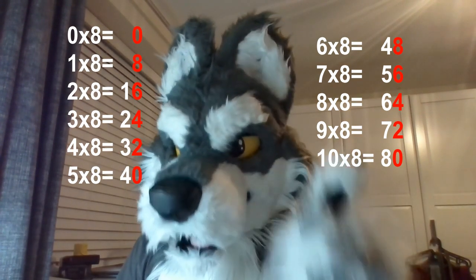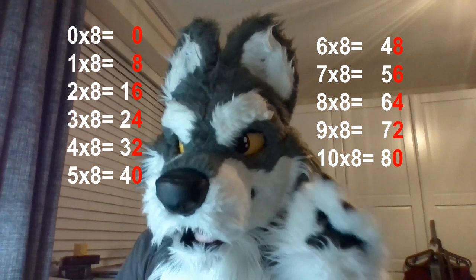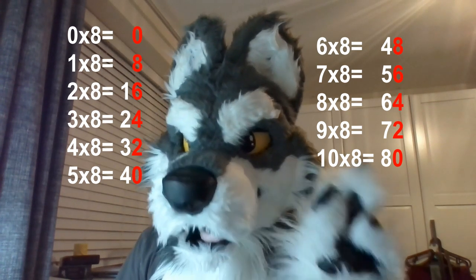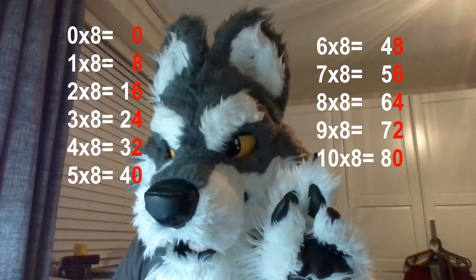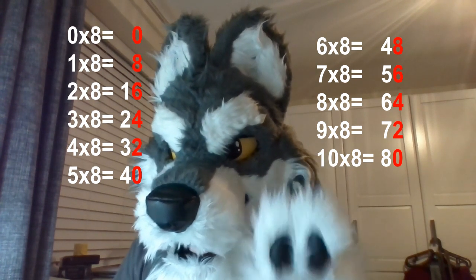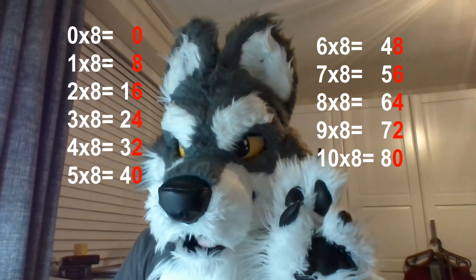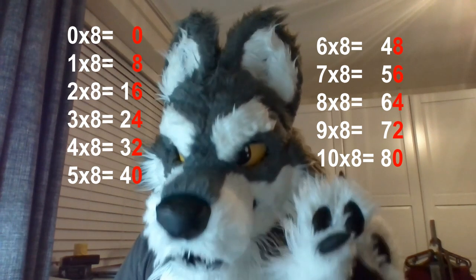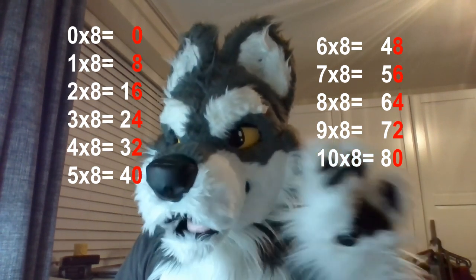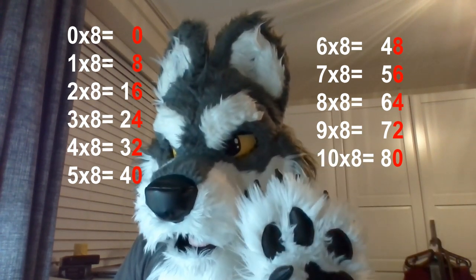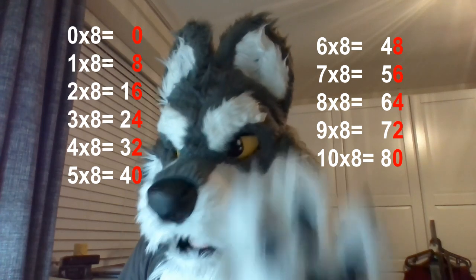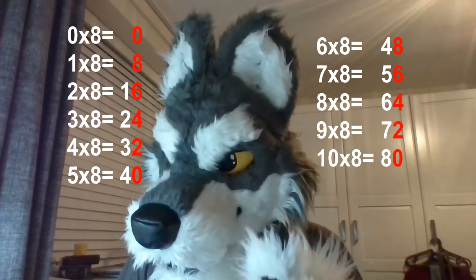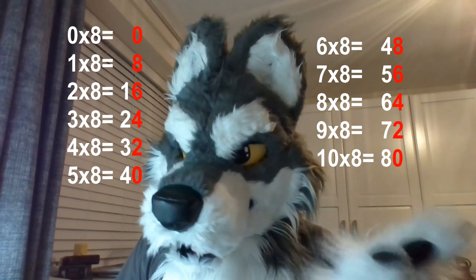Okay. So 1 is 8, 2 is 16, 3 is 24, 4, okay, that's where it was. 4 is 32, and then 5 is 40, that makes sense.